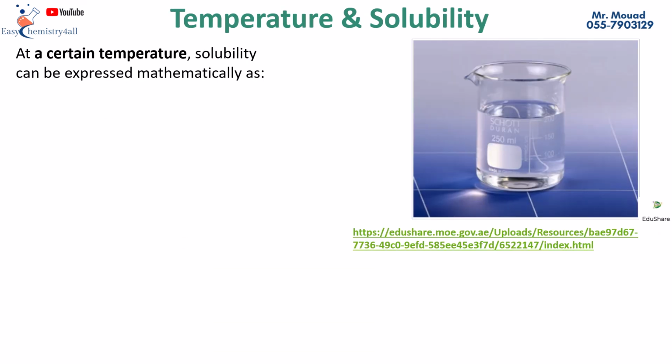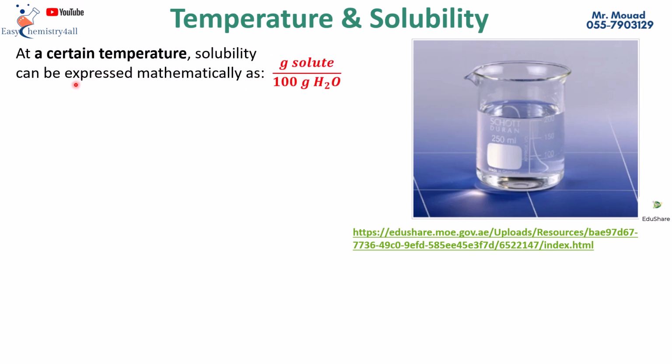So far, we have covered 3 main factors that affect solubility or solvation, and these were agitation or stirring, surface area, and temperature. Now, we are going to zoom into the relationship between temperature and solubility. At a certain temperature, solubility can be expressed mathematically as grams of solute over 100 grams of water.